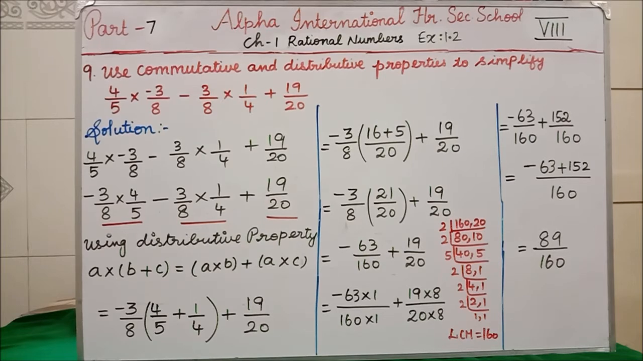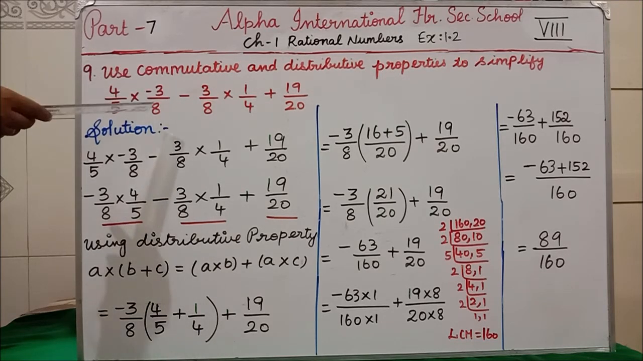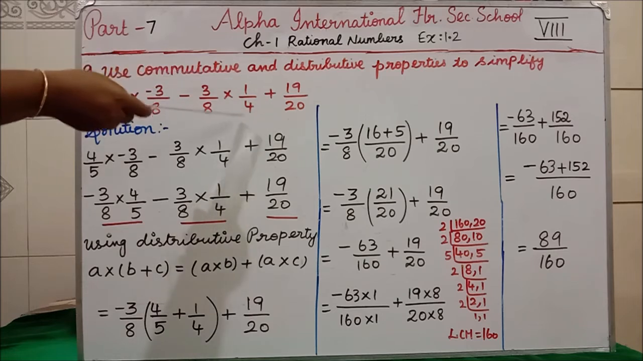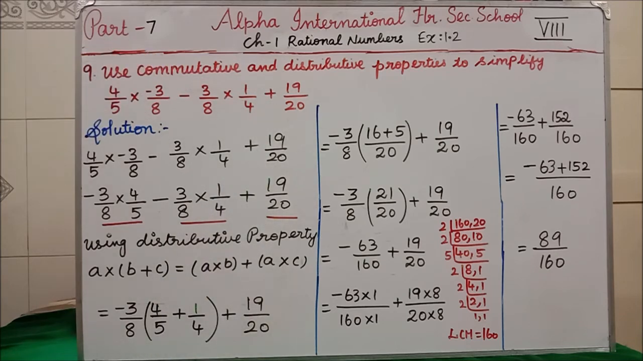Students, now we are going to see the 9th question. Use commutative and distributive properties to simplify 4/5 × (-3/8) - 3/8 × 1/4 + 19/20. Students, here they were asking us to use two properties. What is the first property? Commutative property we have to use and distributive property we have to use.